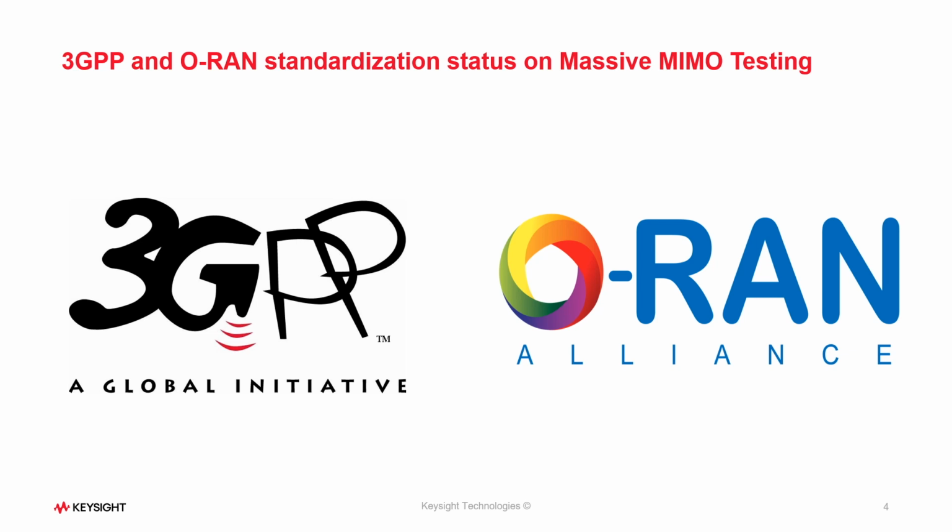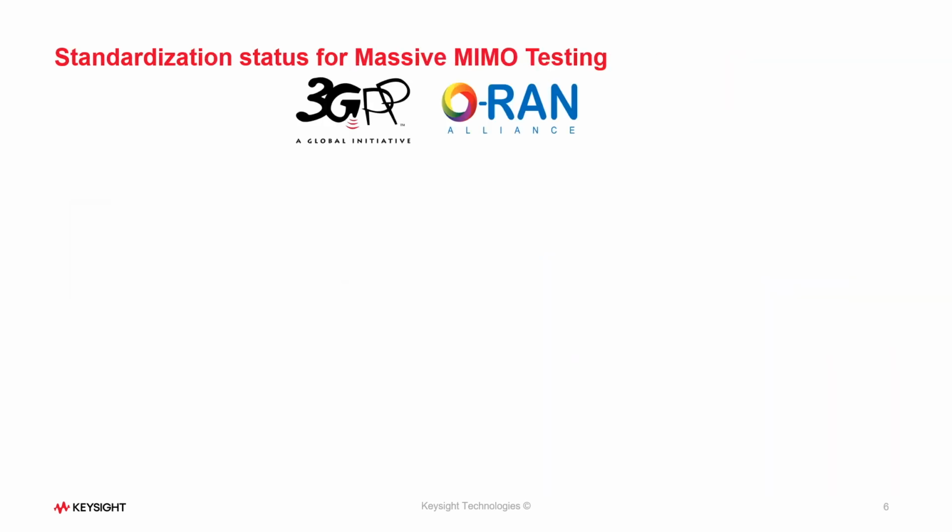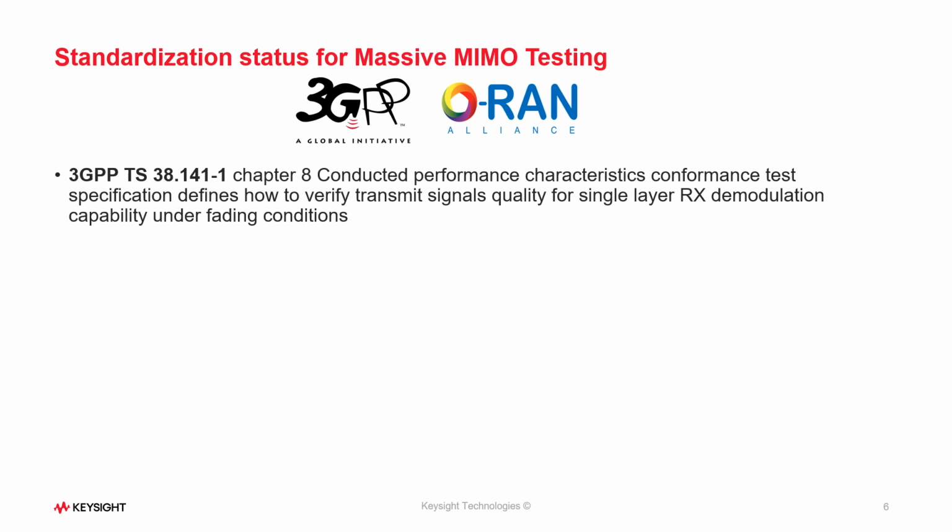And let's look at how standardization bodies have defined massive MIMO testing. 3GPP specification defines how to verify transmit signals quality for single-layer RX demodulation capability under fading condition. It doesn't define how to verify MIMO, massive MIMO beamforming, nor multi-user MIMO fading condition testing.